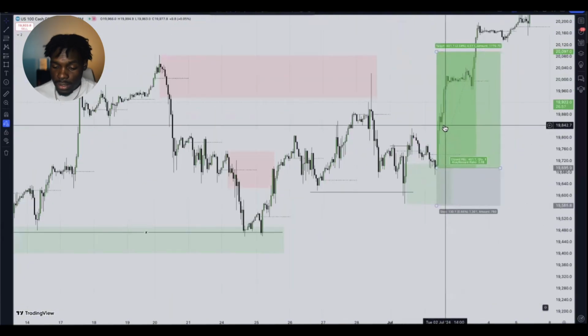This is how you use manipulation. This is how you can make tons of money in these markets day after day after day. This is how you're going to do it.